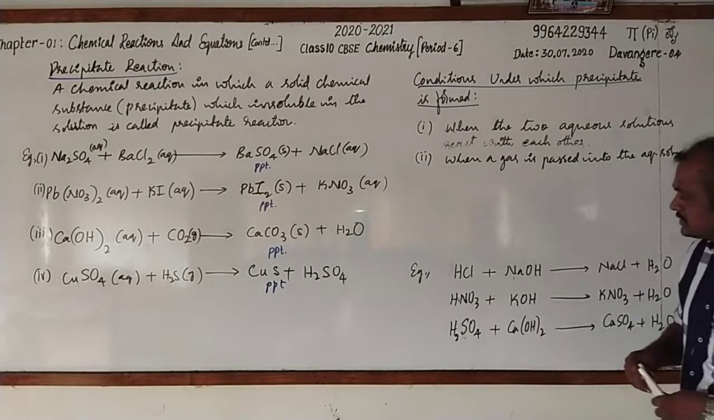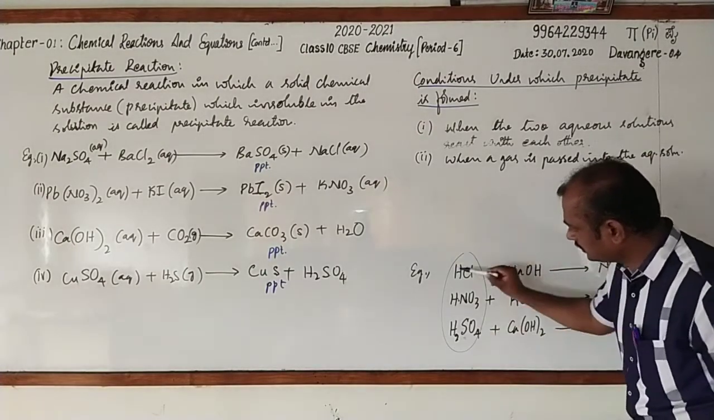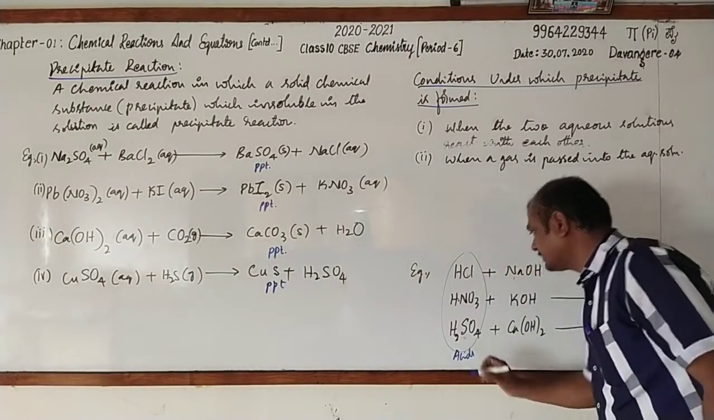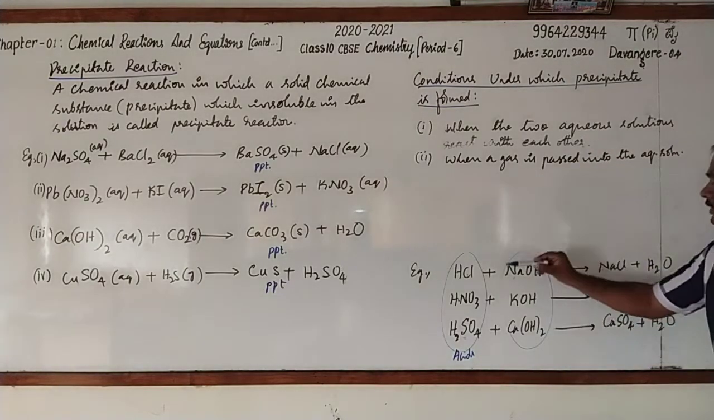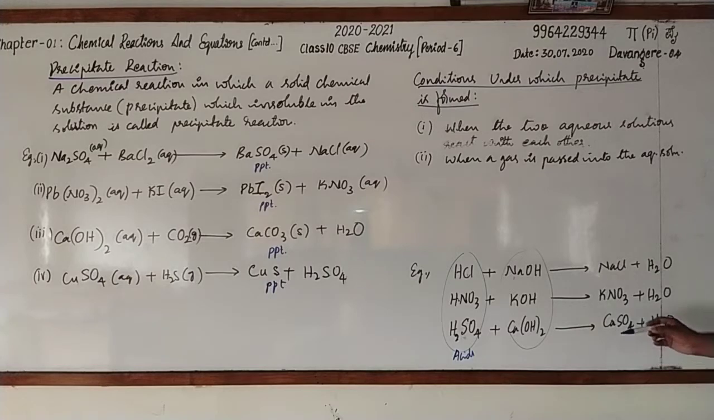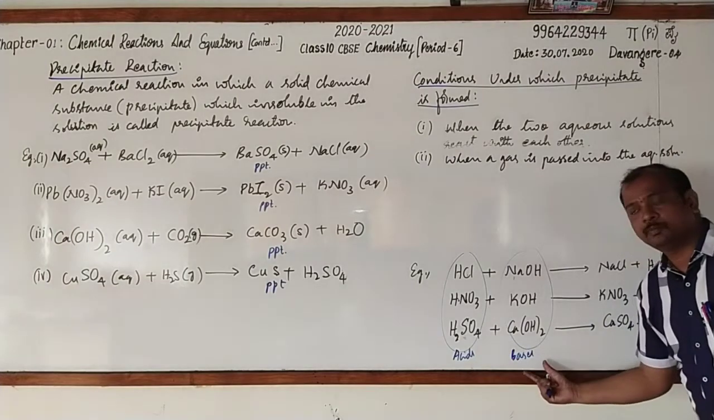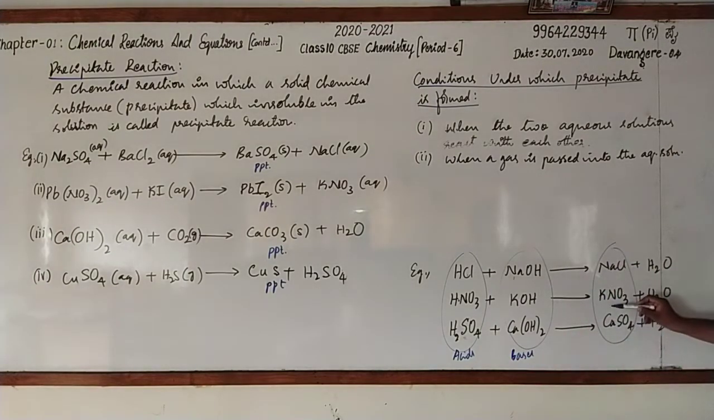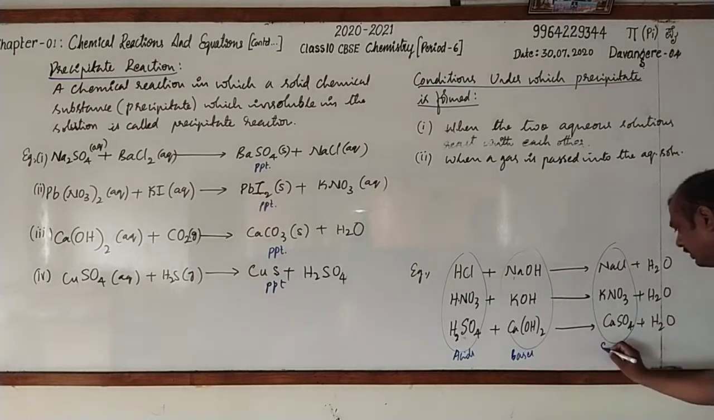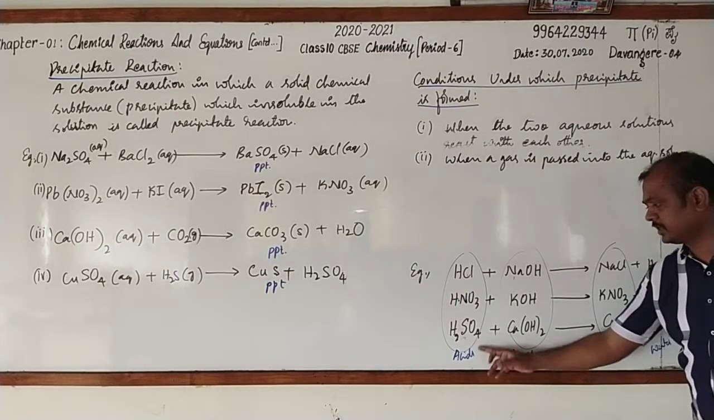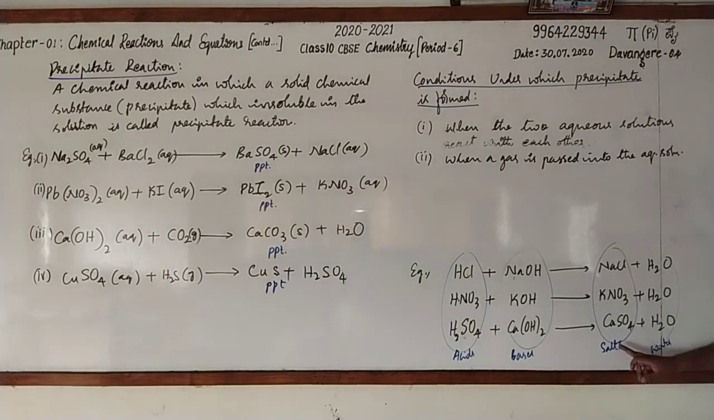But one more thing you can notice here: what do you call these HCl, HNO3 and H2SO4? They are all acids. What do you say about NaOH, KOH and Ca(OH)2? They are all bases. Then acids react with bases to form... What do you say about sodium chloride, potassium nitrate and calcium sulfate? They are all salts. Is it not? And this is water. It is nothing but an acid-base reaction. When acid reacts with base or base reacts with acid, they form salt and water.